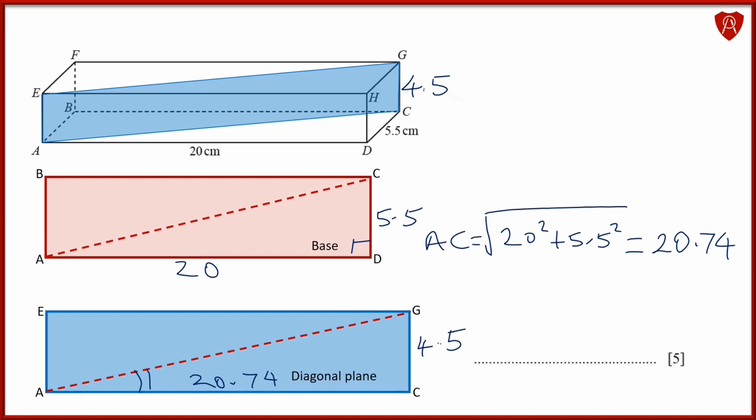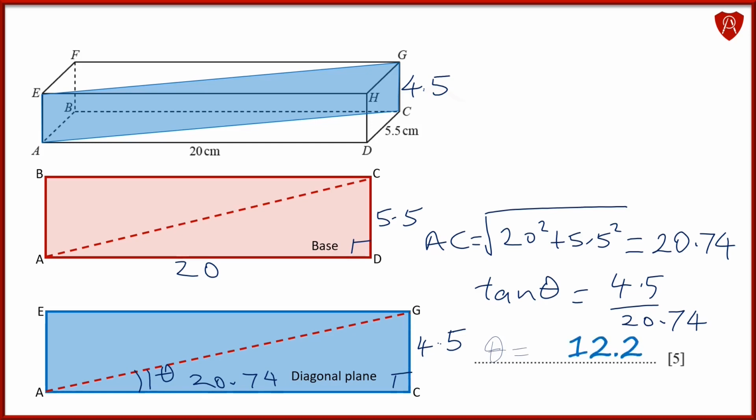So we can use the tan, because this is a right angle also. Tan of theta, let's call it theta, is equal to 4.5 over 20.74. And using our calculator, theta equals 12.2 degrees.